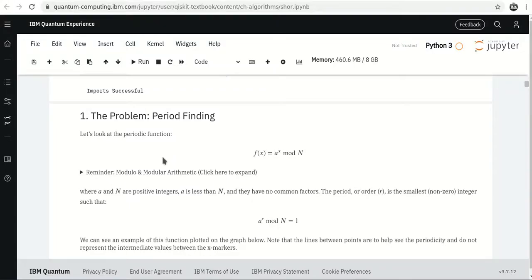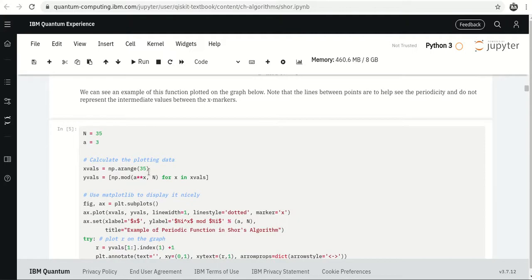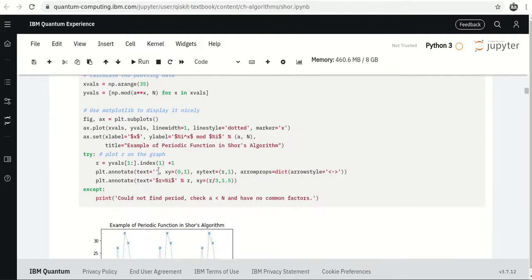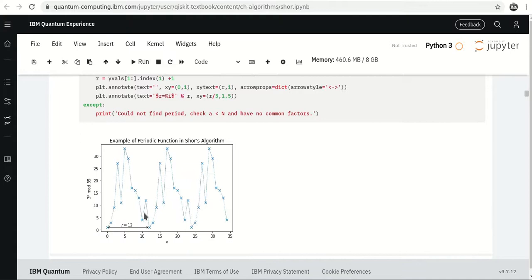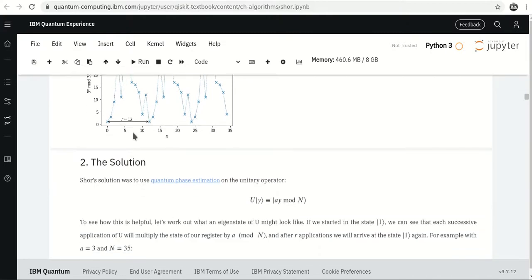Okay, now a to the power x mod n, and what is the periodic function? The minimum value of r where a raised to r mod n equals 1. So suppose n equals 35 and a equals 3. So we develop this function. It actually repeats 1, 2, 3, 4, 5, 6, 7, 8, 9, 10, 11, 12, 13, 14. From 1 to 13 the period is 12, so r equals 12.